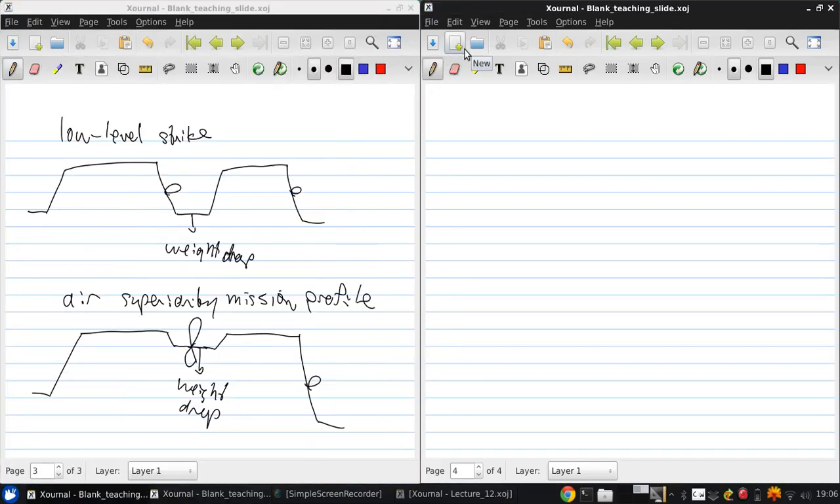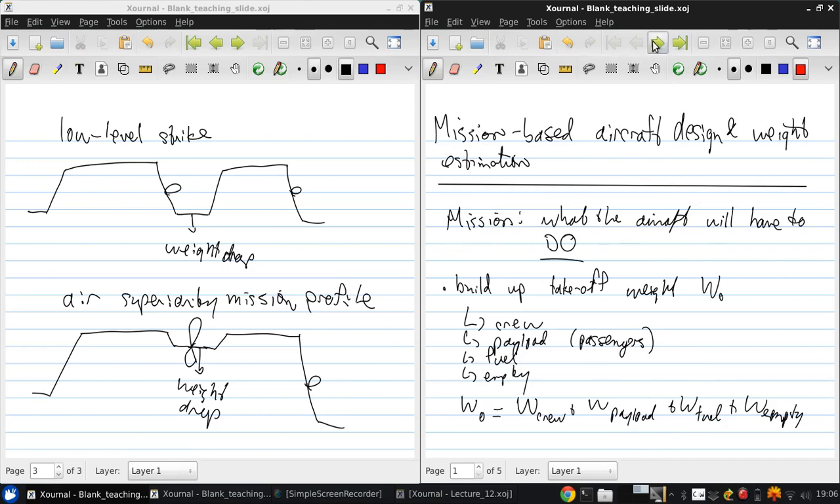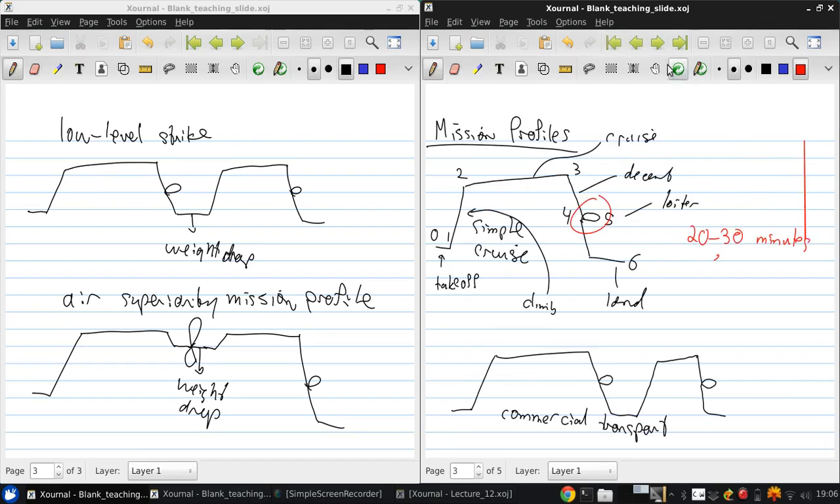So, the simple cruise mission is used for general aviation, which means non-commercial and personal aircraft, and for some transport designs. But note that even the simple cruise has a loiter segment. So for safety, we want to carry some extra fuel in case the intended landing airport is closed or busy. And this loiter segment typically is 20 to 30 minutes at something like 3,000 meters of altitude.